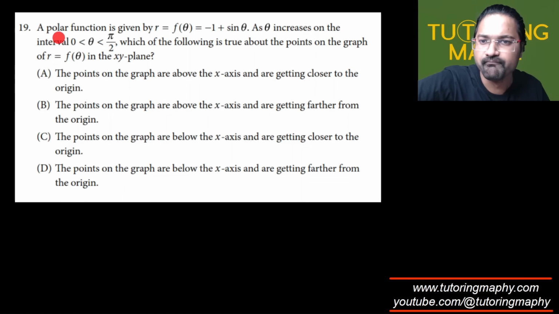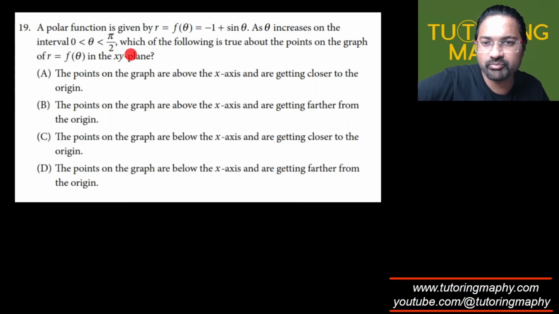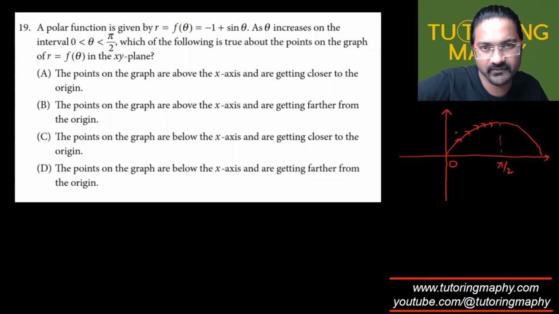This one says that a polar function is given by r is equal to -1 plus sine theta, and as theta increases from 0 to pi/2, which of the following is true about the points on the graph of r. Okay, it's easy, because from 0 to pi/2 we just have to find the behavior of sine. The sine function behaves like this. It just keeps on increasing, right?